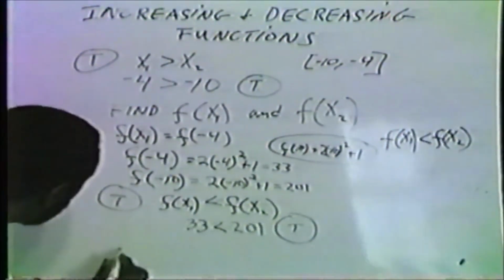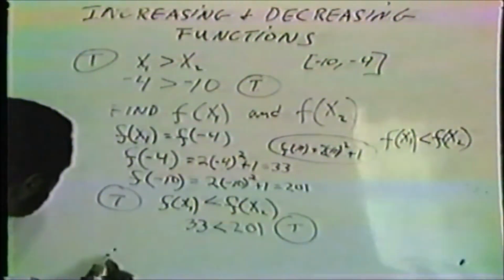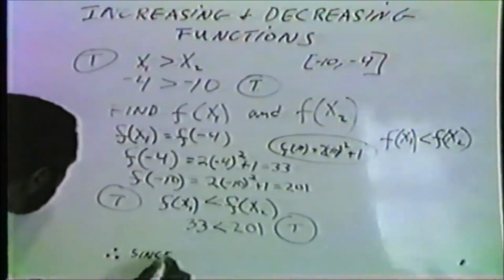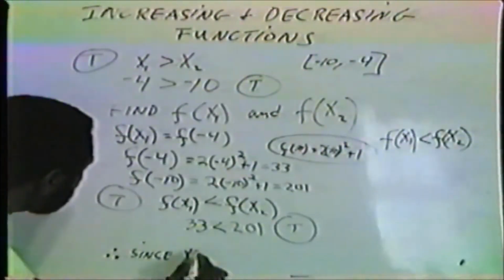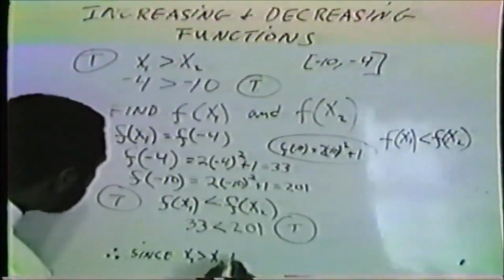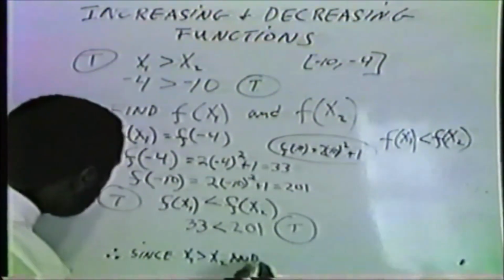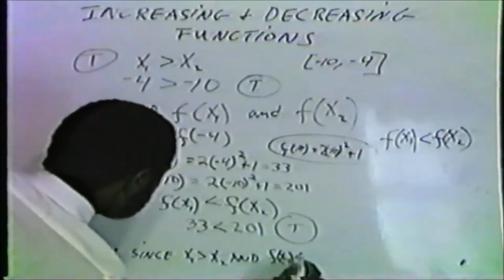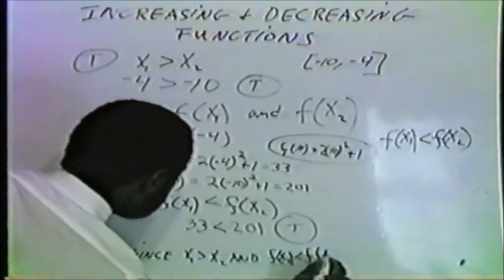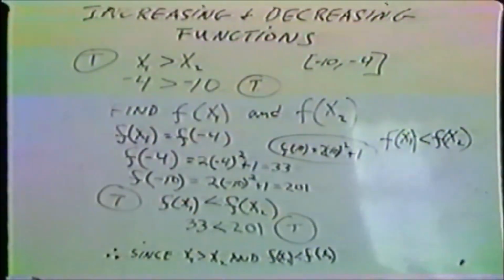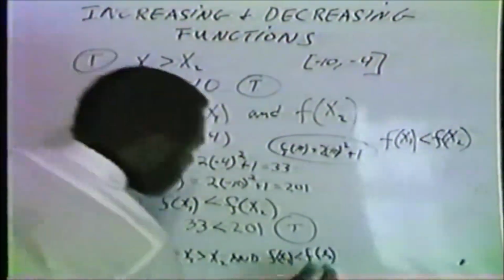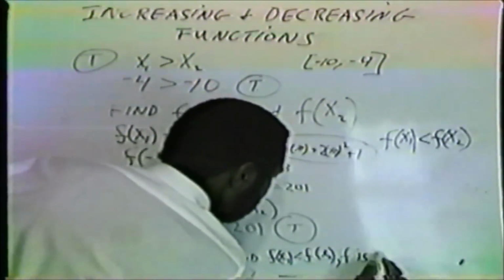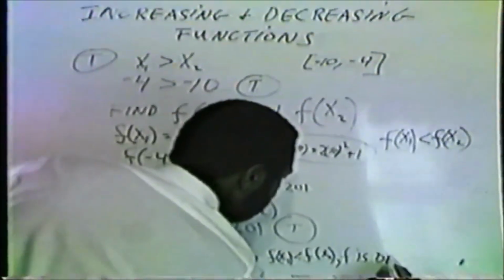So we say that therefore, since x of 1 is greater than x of 2 and f of x of 1 is less than f of x of 2, our function is decreasing. f, the function, that's the name of the function, is a decreasing function.